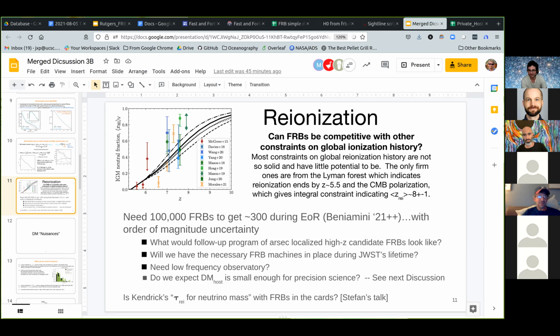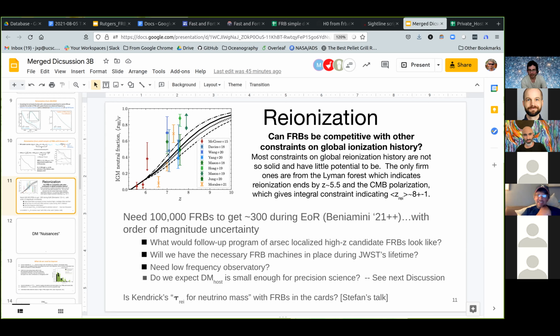Ryan Shannon, observer extraordinaire, your hand is raised. Yeah, so I'm going to just ask a sort of naive question: what about going and doing carbon monoxide? Can we do high redshift CO with VLA or ngVLA or ALMA type things? Is that feasible? Or, you know, even if we can't.